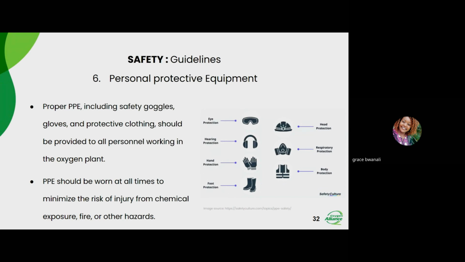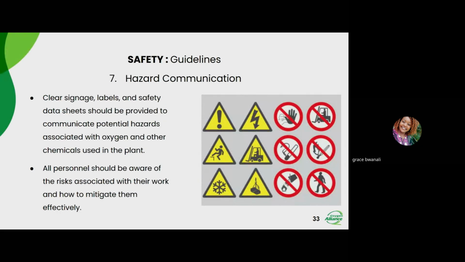The other guideline that I'm going to touch on is hazard communication. Normally in oxygen plants that we operate, they have labels and safety data sheets. These are provided mostly by the manufacturer. This helps us to know the procedures to follow. They serve as a constant reminder of potential dangers. It's very small details that keep us vigilant and aware of the surroundings, so it ensures we work safely and responsibly.